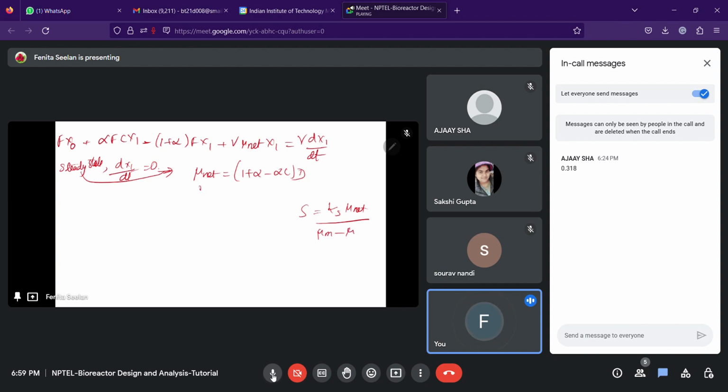Minus mu net. So how do we write your mu net? What is the alpha value? It is 0.7, right? 1 plus 0.7 minus 0.7 into 1.5.